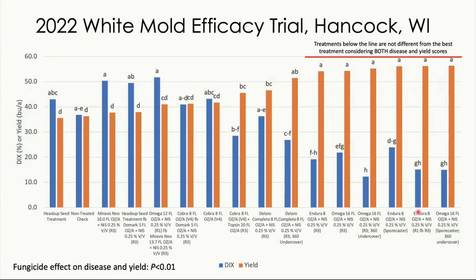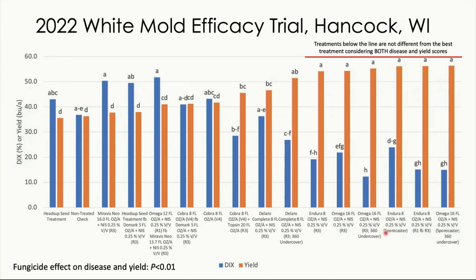We did have a couple of check treatments in here. So our two-pass R1, R3 Endura at 8 ounces per acre. This is usually a standard. We wouldn't recommend this program because it would be quite expensive to apply. But we use it to look at the best case scenario. And you can see where we combined our Sporecaster technology also with our 360 undercover nozzle technology. We had really excellent control and really good yields compared to some other programs in here.